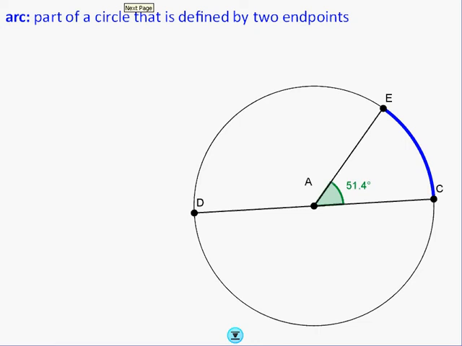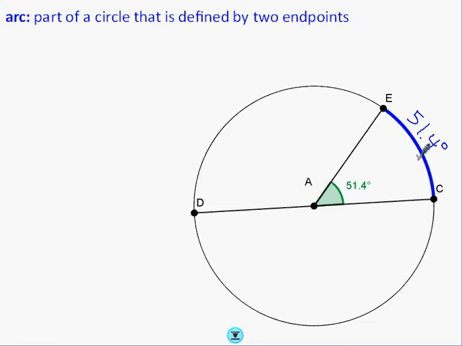Okay, and now a new term to you, arc, A-R-C. It's simply part of a circle. It's defined by 2 endpoints. In this case, I've highlighted this arc right here. And as you can see, the measure of its central angle is 51.4 degrees. Okay, the measure of this arc is also 51.4 degrees. So the measure of the central angle is the measure of the arc that it intercepts.